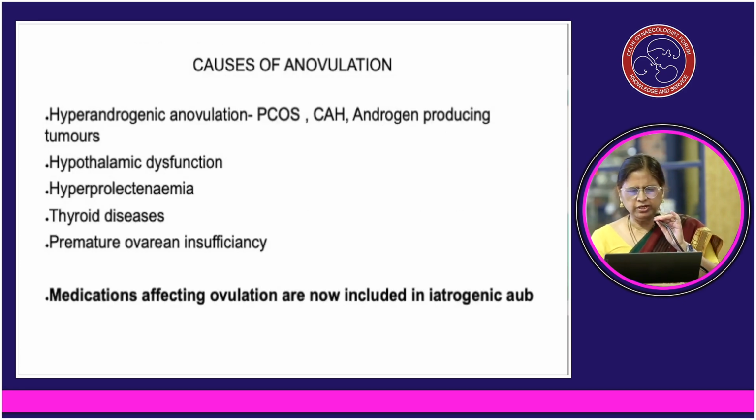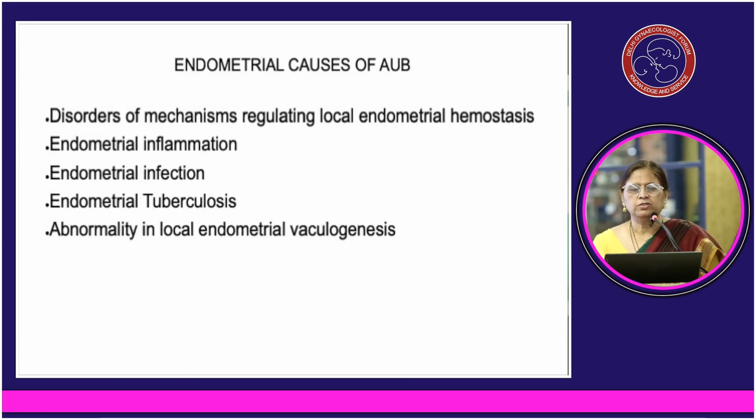Anovulation causes, we all know, include hyperandrogenic anovulation, PCOS, congenital adrenal hyperplasia, androgen-producing tumor, and there will be hypothalamic dysfunction, hyperprolactinemia, thyroid disease, premature ovarian insufficiency. And medications affecting ovulation are now included in the ovulatory causes.